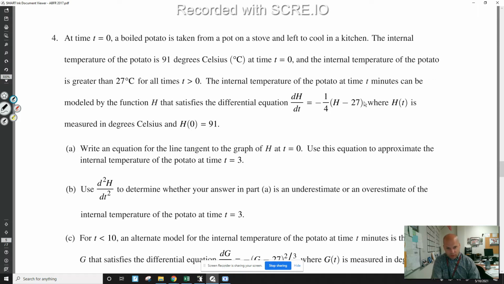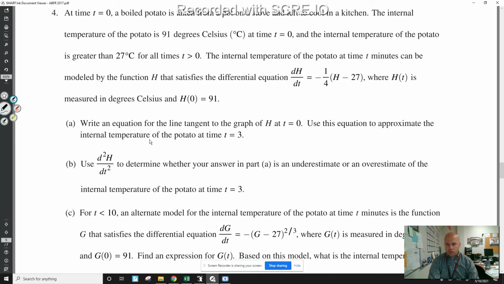At this point, with this differential equation, what shows up frequently? Equations of tangent lines. Write an equation for the tangent line to h at t equals 0. Use this equation to approximate the internal temperature at t equals 3. So your equation of a tangent line, we're used to this: y minus y1 equals the tangent slope times x minus x1. But I'm just going to change this to h's and t's. That's my y1, that's my h1, that's my x1, that's my t1. So I get h minus 91 equals some slope, t minus 0.